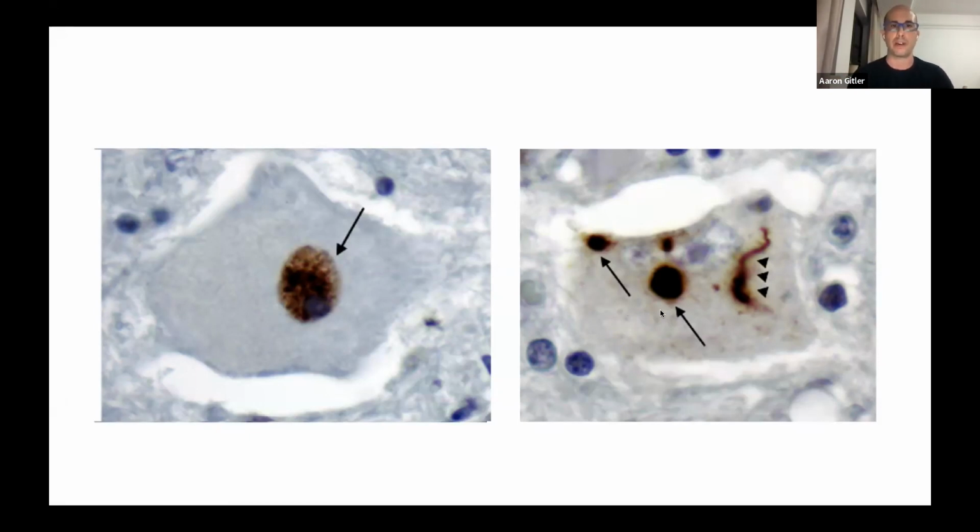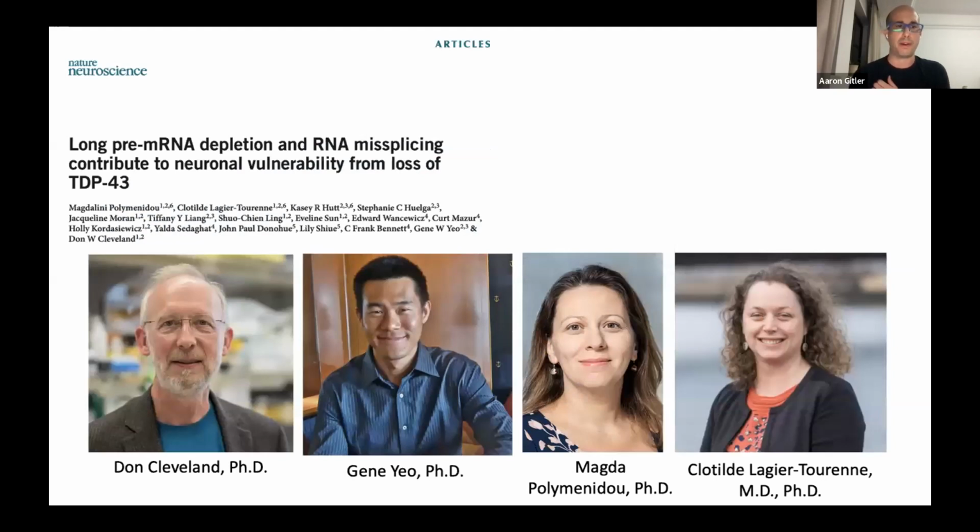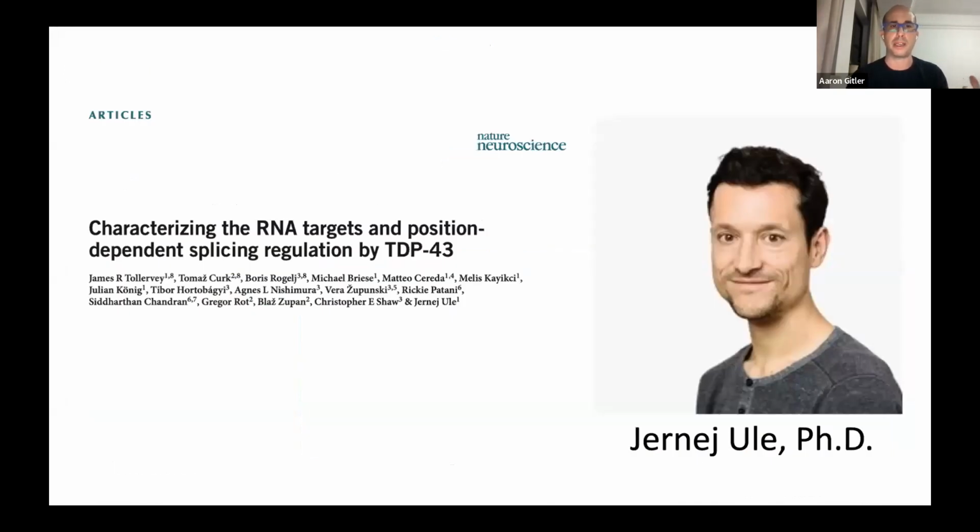So as soon as TDP-43 was discovered as the major disease protein in ALS by doctors John Trojanowski and Virginia Lee from the University of Pennsylvania in 2006, and it was appreciated that it was an RNA binding protein, the first question that everyone asked was, okay, what RNAs does it bind to? So in a series of experiments from Don Cleveland and Gene Yeo, together with Magda Polymenidou and Clotilde Lagier-Tourenne, they performed genome-wide analysis of all of the RNA targets that TDP-43 binds to throughout the mouse genome, and they identified thousands of these. At the same time, Robert Bowser's laboratory did the same type of analysis, but in human neuronal cells and in human brain, and identified many targets for TDP-43.